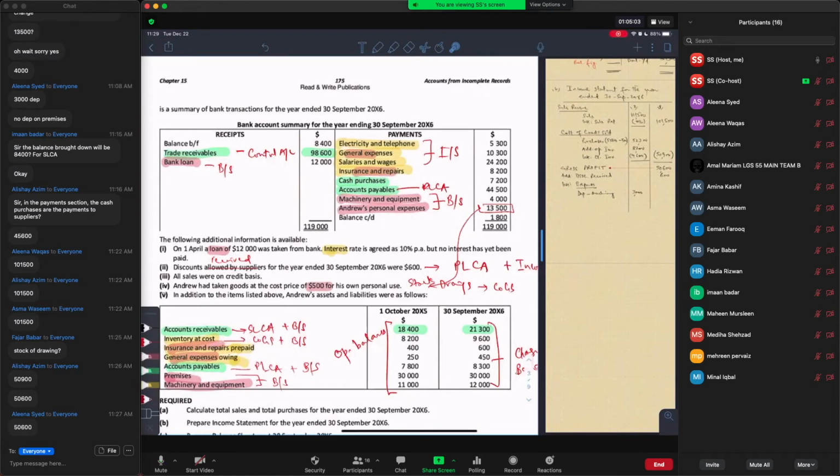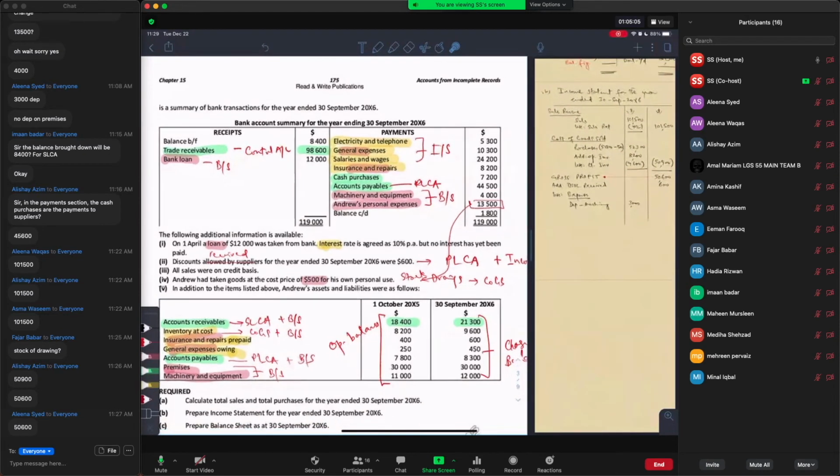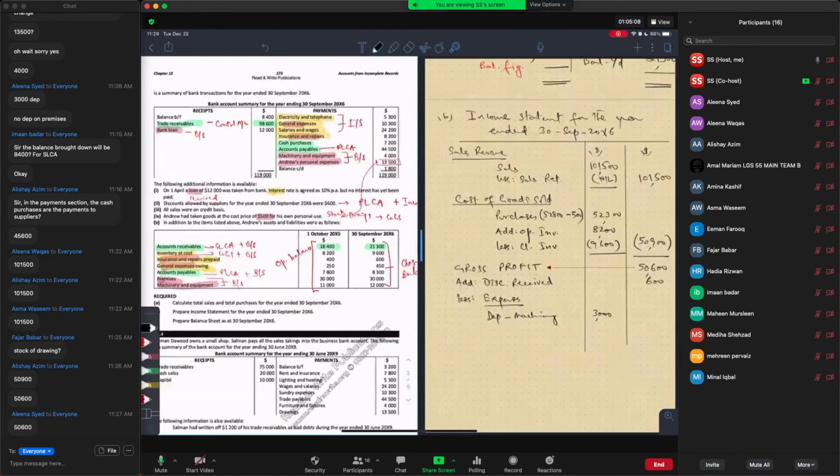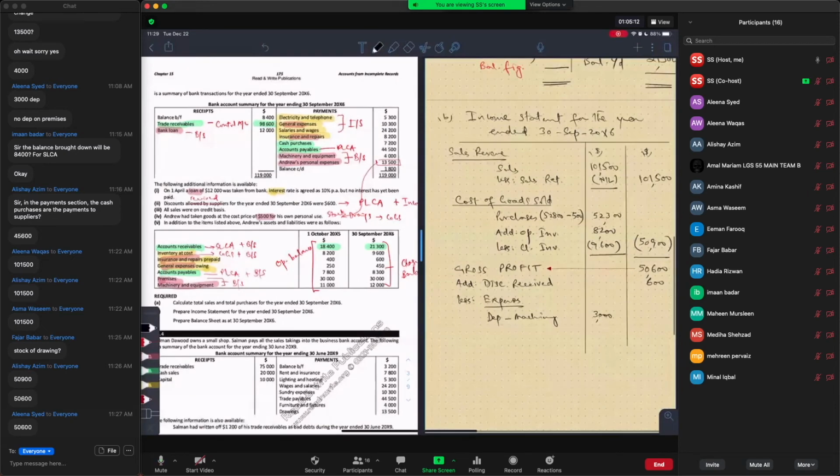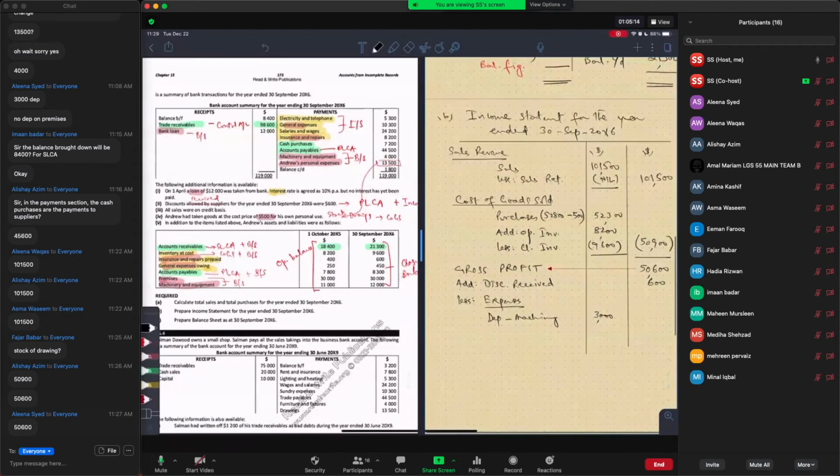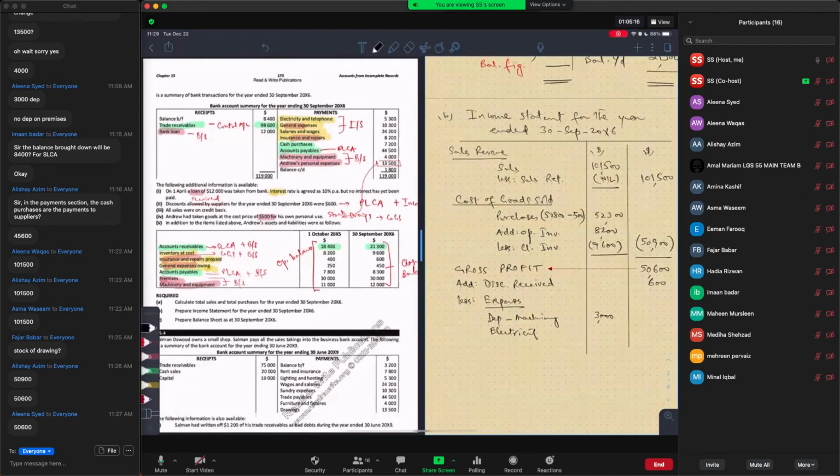ठीक है. So बल्कि ऐसा करते हैं, पहले आसान वाले लिख लेते हैं जिनके अंदर कोई एडजस्टमेंट नहीं है. So फिर हम उनको कैलकुलेट कर लेंगे. Electricity, there is nothing, no adjustments here electricity में, right? So electricity and telephone is 5,300, no adjustment here, right?